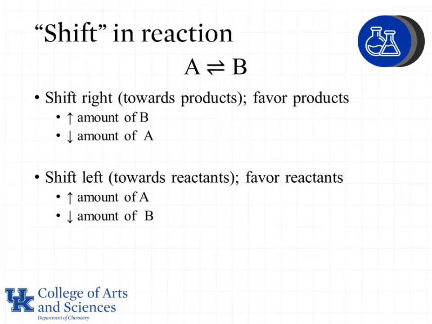In that case, we increase the amount of B, which is on the right side of the reaction or on the product side of the reaction, and we will decrease the amount of A, which is on the left side or the reactant side of the reaction. Or we will shift left towards our reactants, which are on the left side. We can also describe this as favoring the reactants. In this case, we will increase the amount of A and decrease the amount of B.